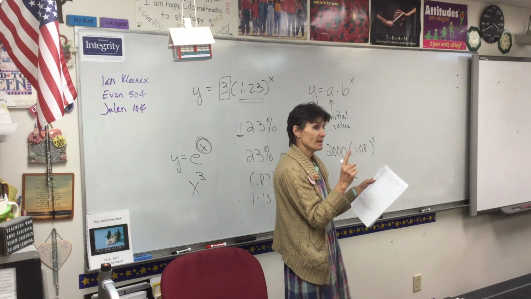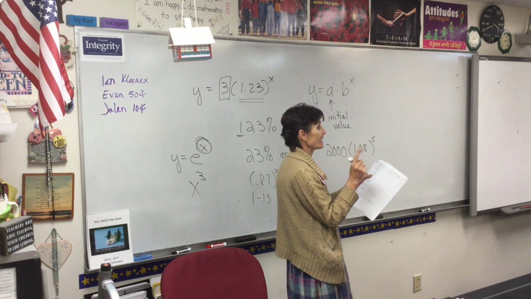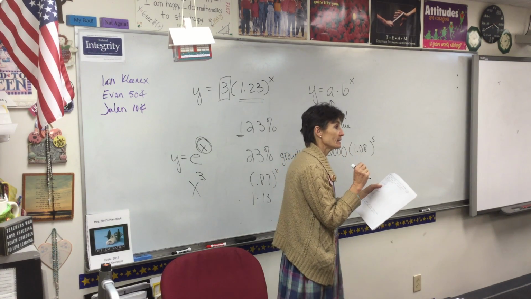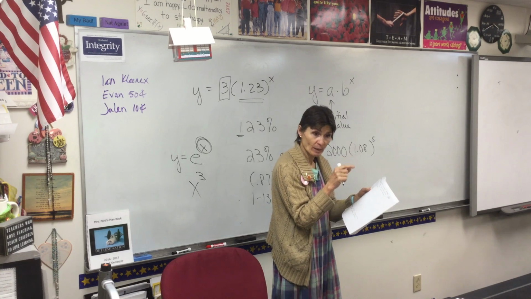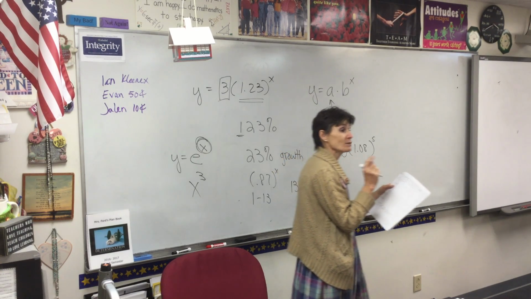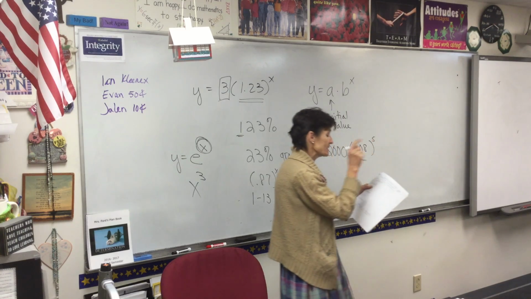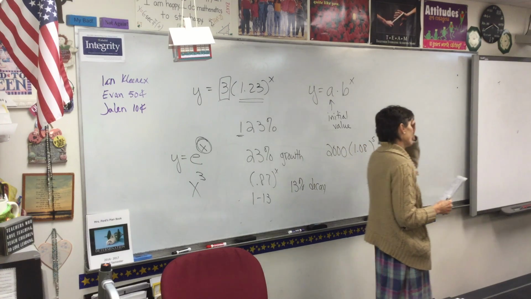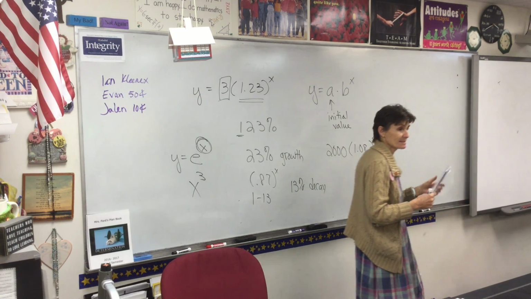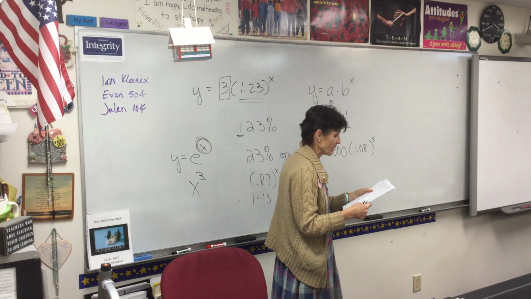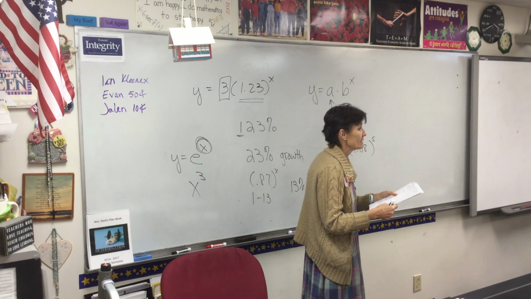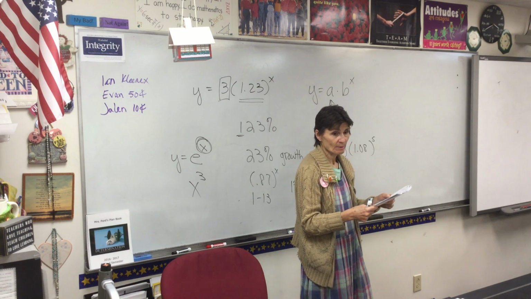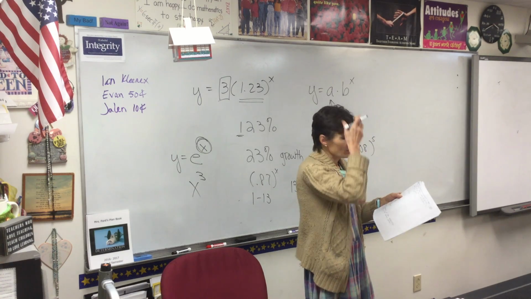Number 1, exponential or not? Yes. X is the exponent. Number 2, growth or decay? Decay. The base, the 0.83, is smaller than 1. Percentage of decay? 17%. Very good. When you multiply by 0.83, you've lost 17%. What's the initial value? 1/2. Perfect. C. Exponential? No. Everybody okay with that?